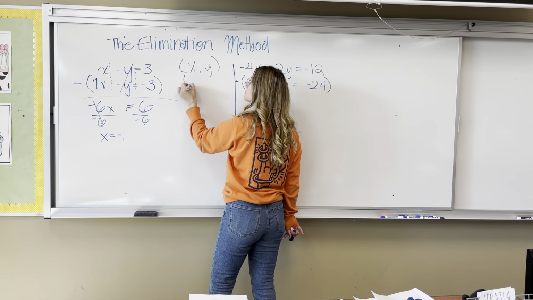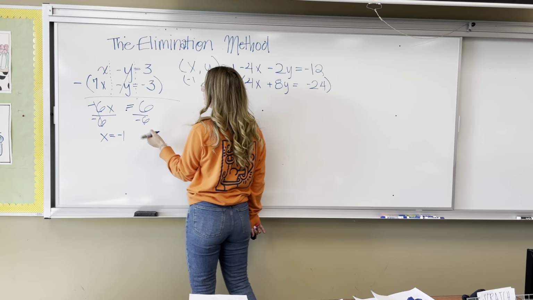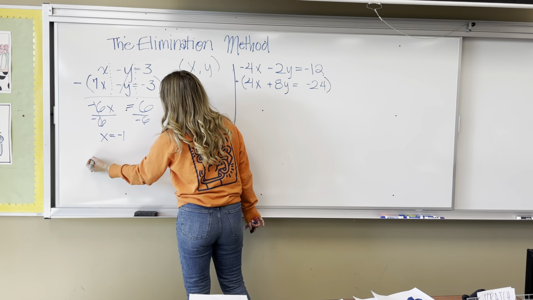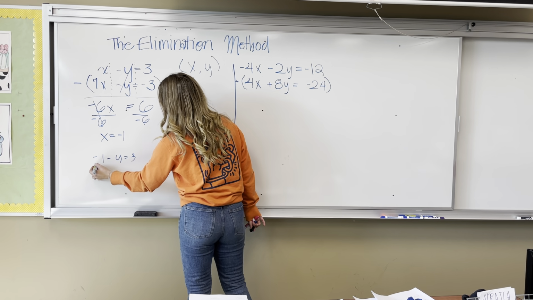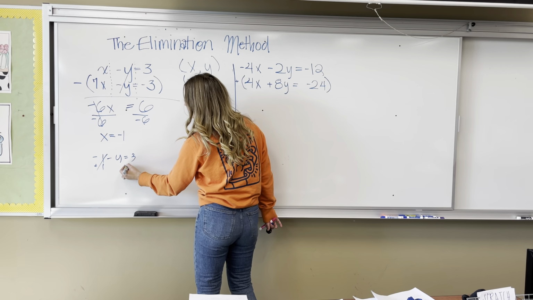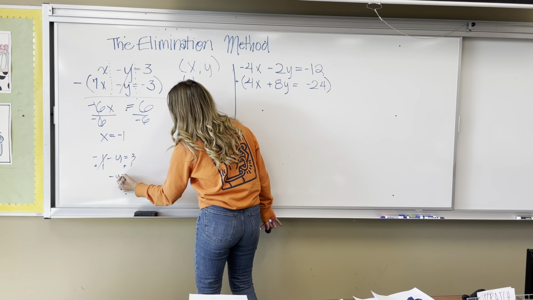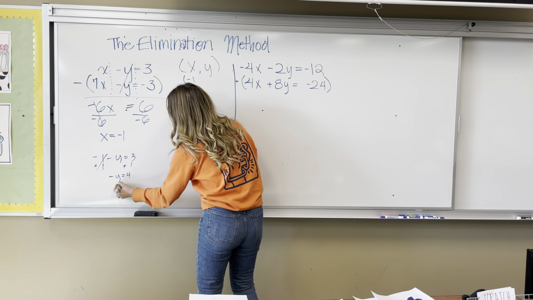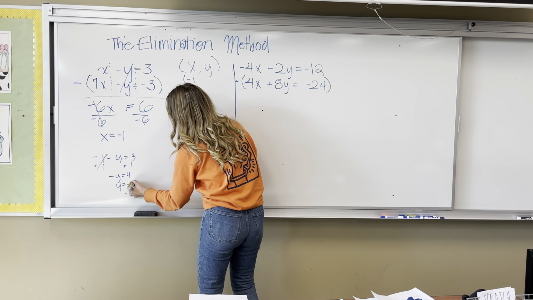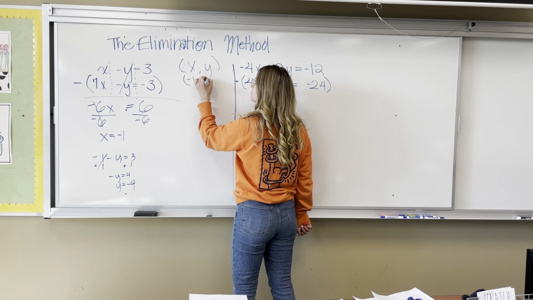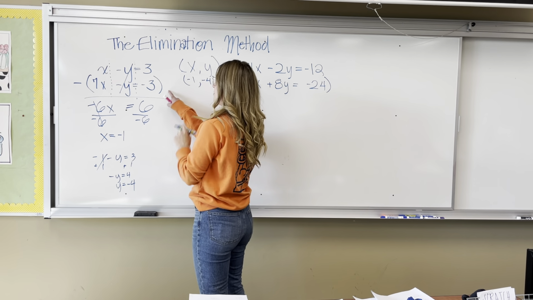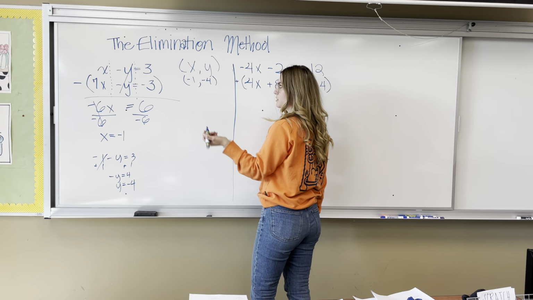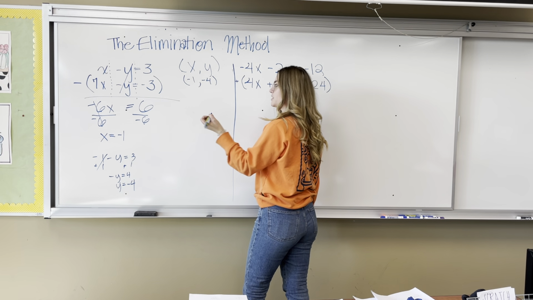So if we have x equals negative 1, let's solve for y. I'll probably plug it into that one. Negative 1 minus y equals 3. Add 1, negative y equals 4. So then y equals negative 4. Since I chose the top equation to solve for y, I'm going to plug both into the original bottom equation and make sure my coordinate works.